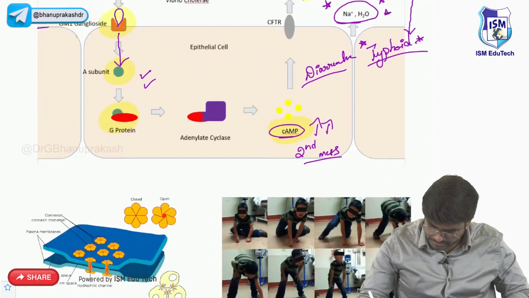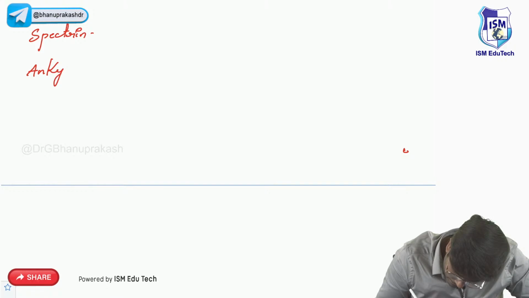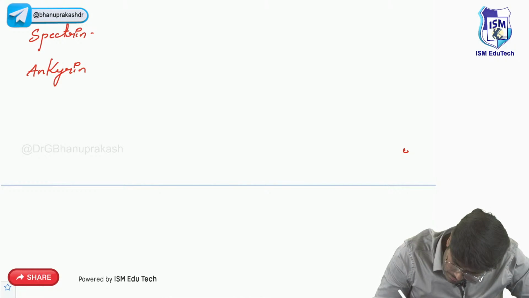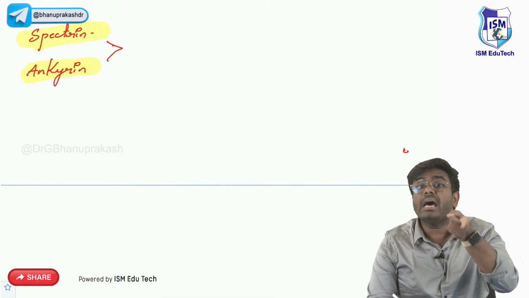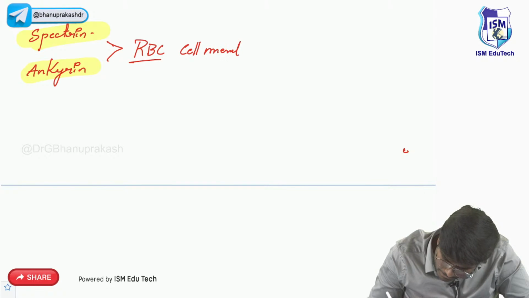Okay, let me write it down here. Spectrin and ankyrin. Now, the spectrin and ankyrin, where are they present? They are present especially in the RBC cell membranes. RBC means red blood cell, RBC cell membranes.